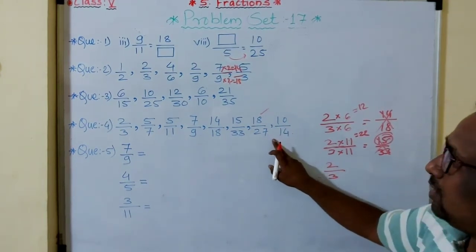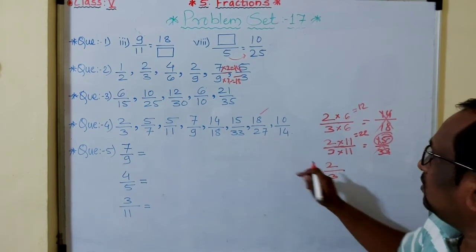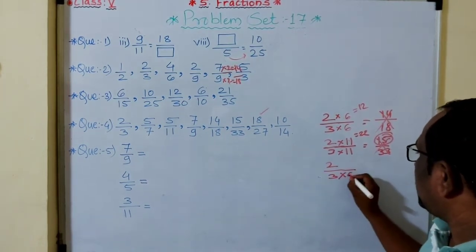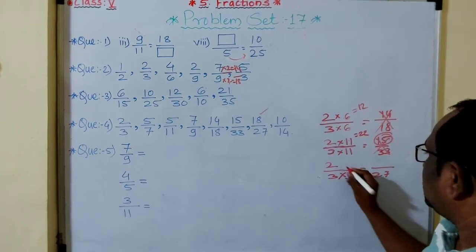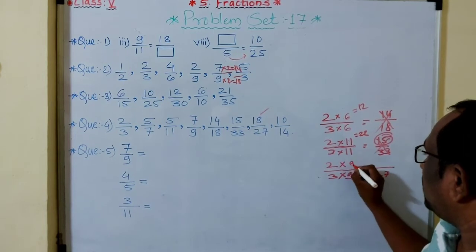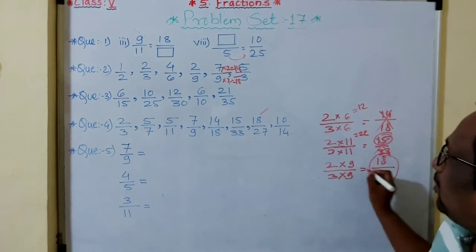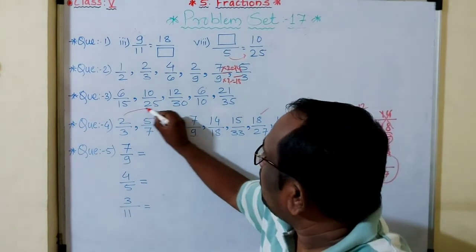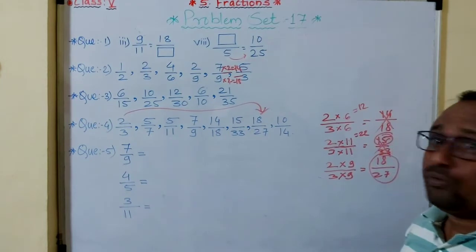So 27, yes, that is divisible by 3. Okay. So here 9, 27. 9 3s are 27. Denominator we multiply by 9, the numerator also we have to multiply by 9. 9 2s are 18. Okay. So we got this 18 upon 27. So pair, ding. Okay. This way you have to find out, students.